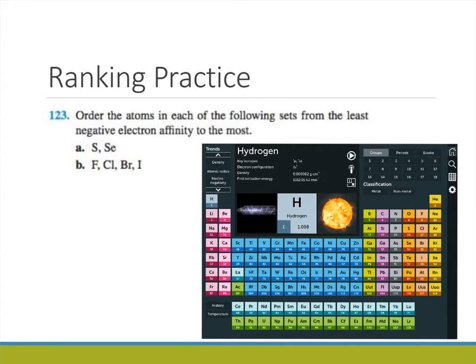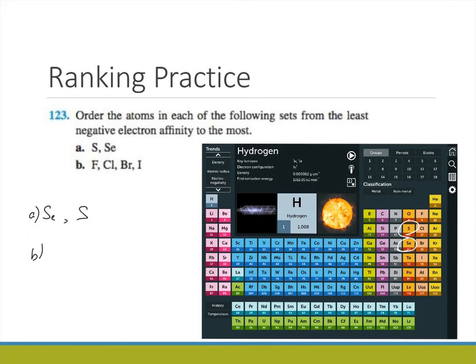And finally, we're going to do electron affinity. So we're going to go from the least negative electron affinity to the most negative. Okay, so the least negative to the most negative. So the first thing we're going to look at is sulfur versus selenium. We know that electron affinity increases as we go across a period, and it increases as we go up. So the best way to say this is the lowest electron affinity would be for selenium and then sulfur.